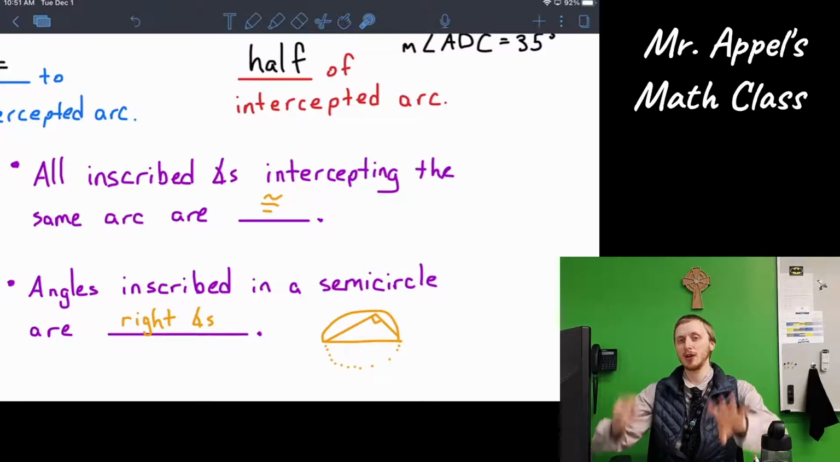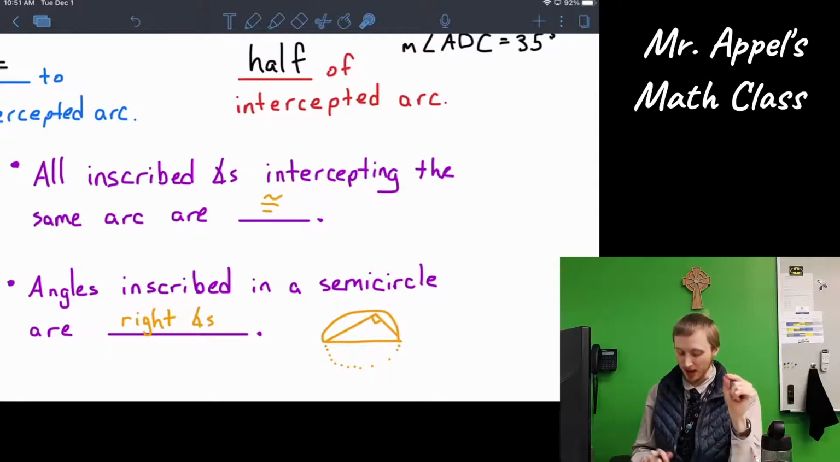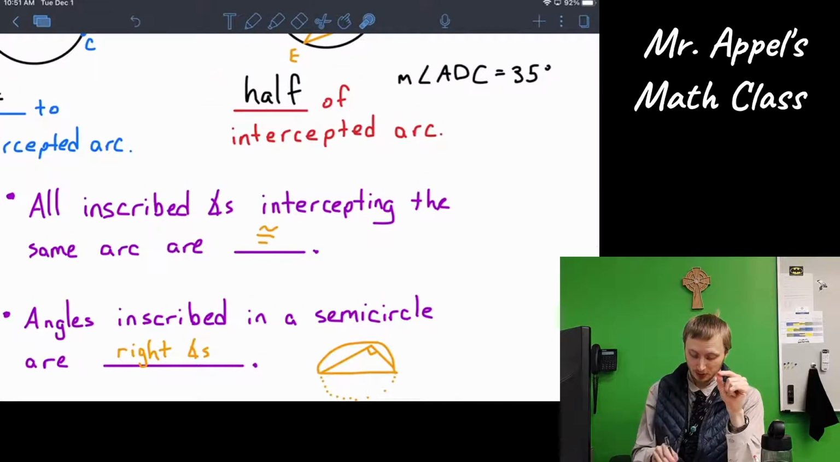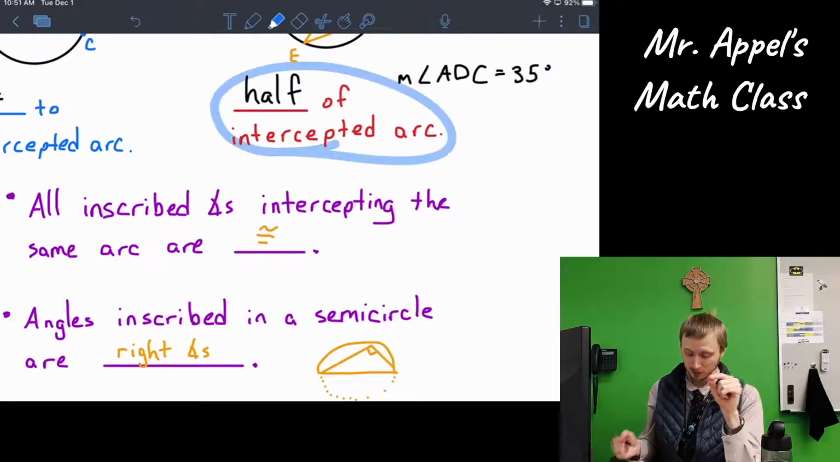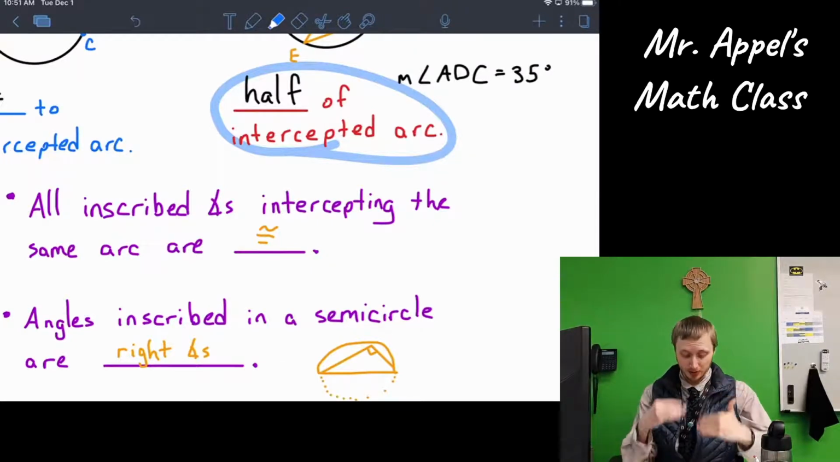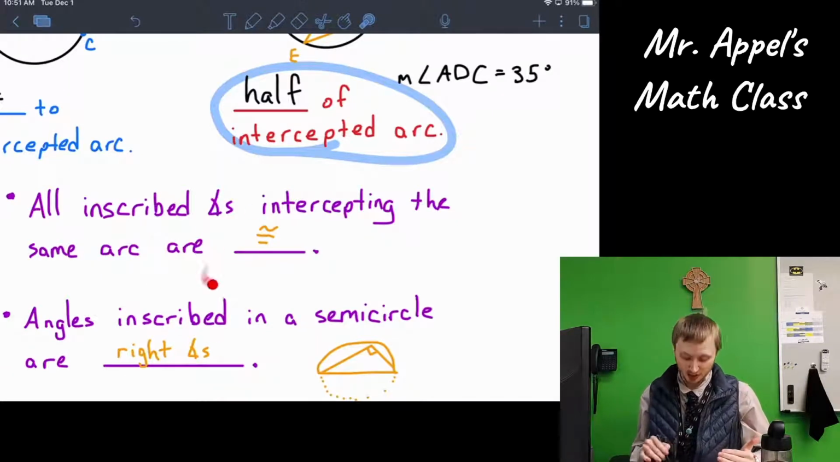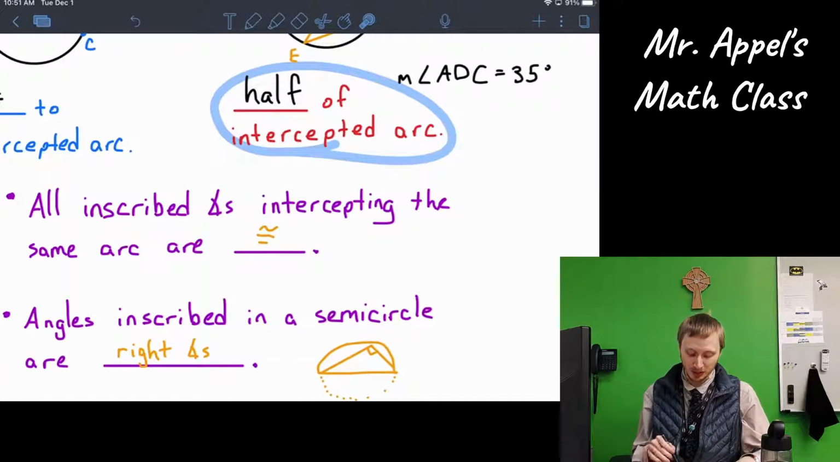And all of that comes out of half the intercepted arc. If all you know is inscribed angles are half the intercepted arc, just remember that fact right here. That's all you technically need. But down there in purple come a couple handy shortcuts that are a direct consequence of this, applied in specific scenarios. It gives us these convenient facts as well. Okay. Any questions there so far?